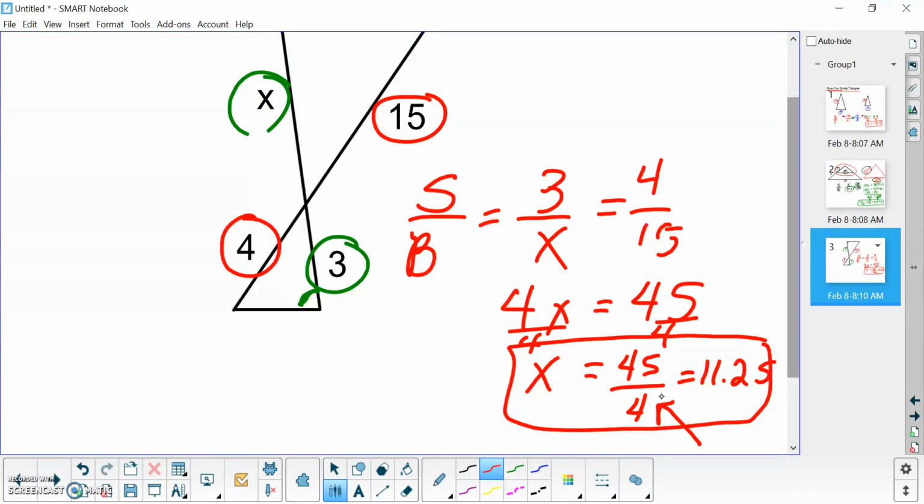Okay, so for the rest of today, you have a worksheet to work on. So when you're setting these up, just make sure you're writing the proportions, that I see the cross multiplying, and that you're solving the equation.